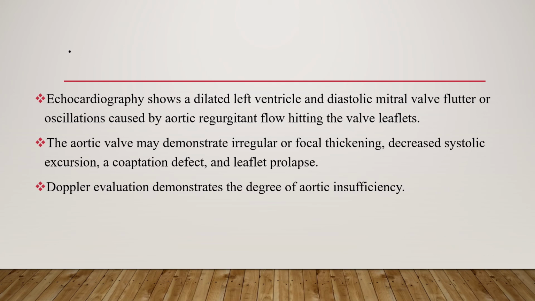Echocardiography shows a dilated left ventricle and diastolic mitral valve flutter or oscillation caused by the aortic regurgitant flow hitting the valve leaflet. The aortic valve may demonstrate regular or focal thickening, decreased systolic excursion, and a coaptation defect can be seen. Sometimes leaflet prolapse is seen. Doppler evaluation demonstrates the degree of aortic insufficiency. Sometimes other imaging such as magnetic resonance imaging or cardiac catheterization might be needed to further delineate the degree of insufficiency.